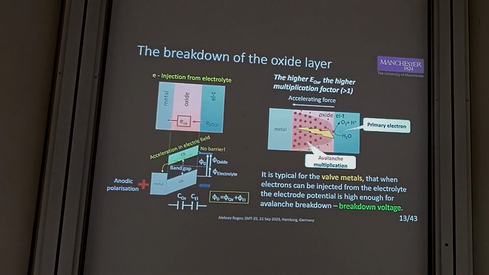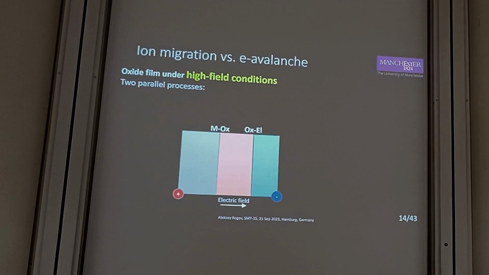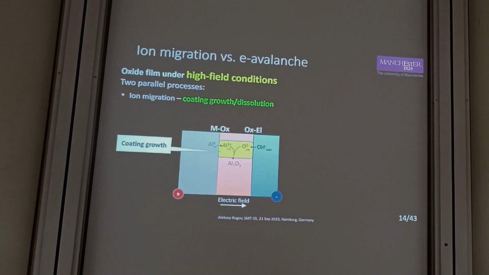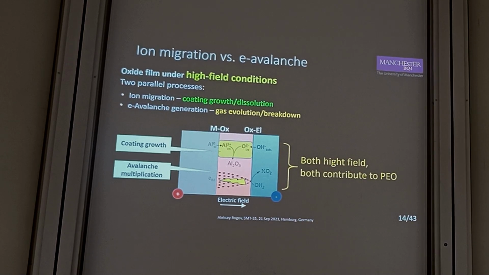And this is typical for valve metals, that when those species reach the bottom level, the field is already high enough to generate the avalanche breakdown. As a result, we have two parallel processes, both requiring high field conditions. First is the anodic current or ionic current, and the second one is the electronic current by means of breakdown. And the art of PEO is to find the proper balance between those two components, because one is responsible for coating growth and the other is for the creation of specific morphology.